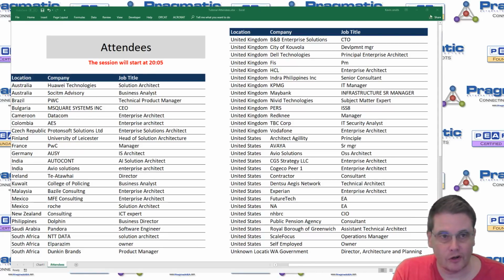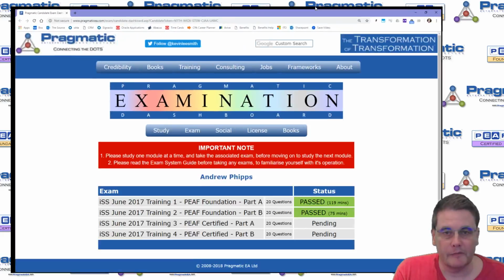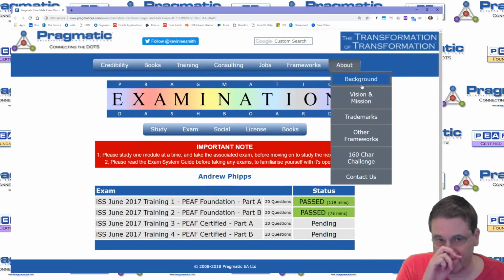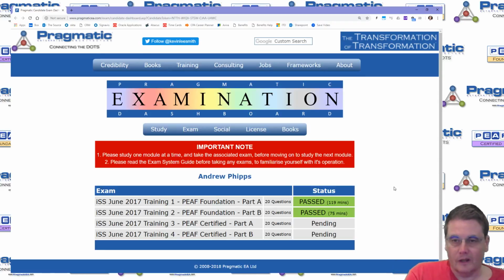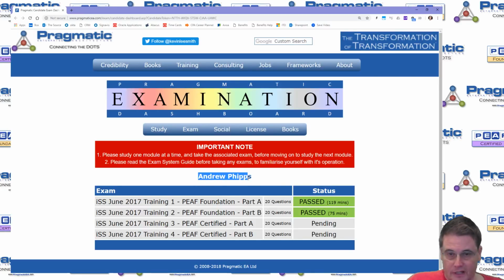What I'm going to start off with, before I get into some tutorial stuff, is I just wanted to quickly go through some of the things on the self-study examination dashboard, just to make sure everyone's up to the same kind of speed. This is Andrew Phipps's dashboard, who's taken a couple of exams already.